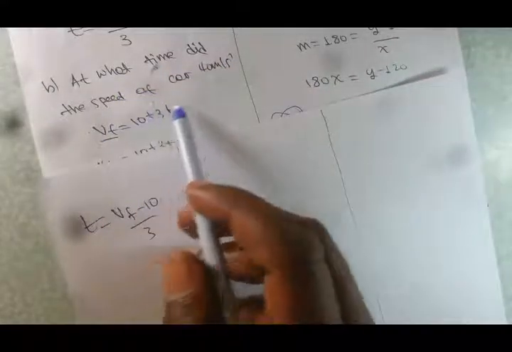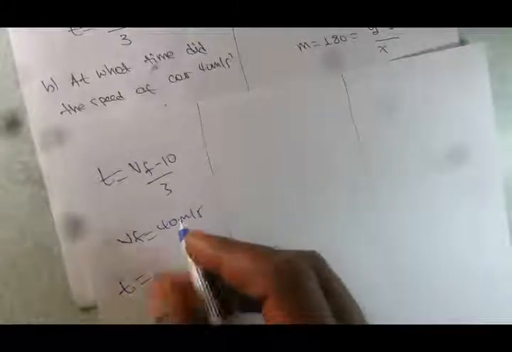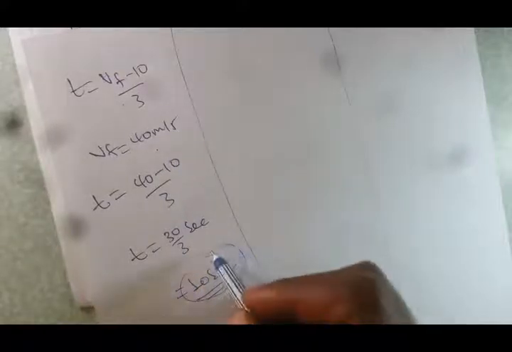And part B asks us at what time the speed of the car becomes V final. It was given that V final is 40 meters per second. Therefore, to find t, the time the car reaches it, we have to insert it in the expression in terms of V final. Therefore, 40 minus 10 over 3. Therefore, t is equal to what? 30 over 3 seconds. This is equal to 10 seconds. So the car will reach a speed of 40 meters per second after 10 seconds.